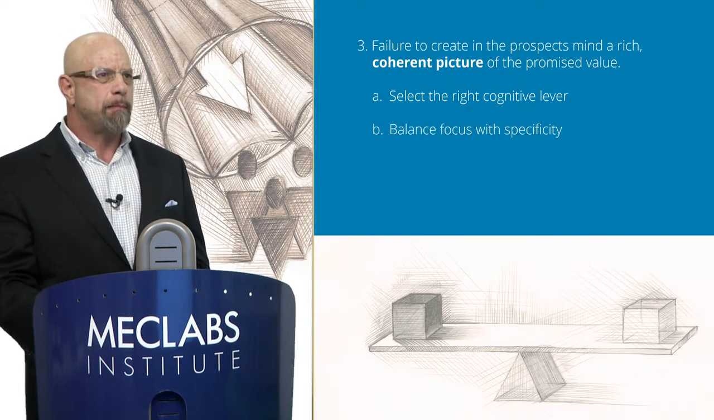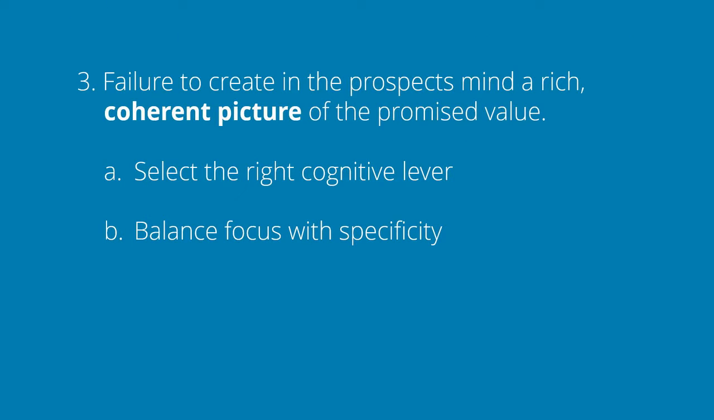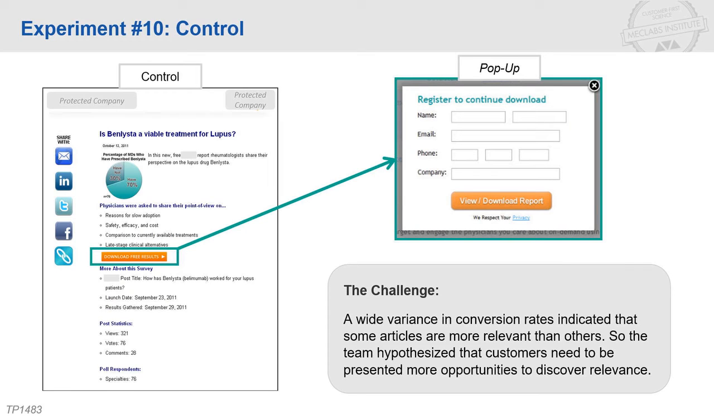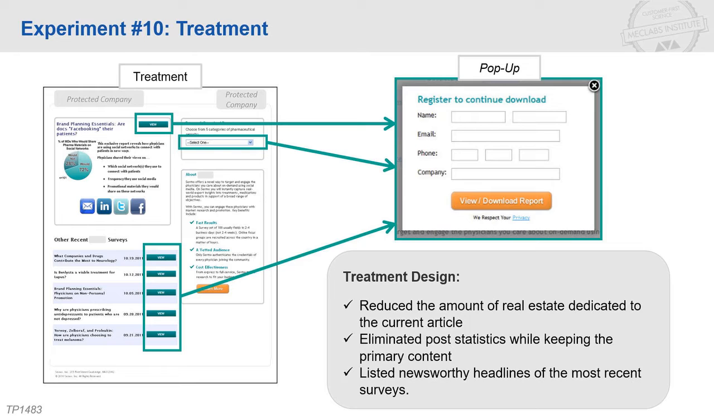Let's go to the second piece. Once you know which lever to pull, you have to figure out how to balance focus and specificity. And that's a strange combination. What does that mean? Well, I'll break it out for you with an example. This is a case study, test protocol 1483, and this is that physicians network. And notice this. So this is designed to get you to download free results, which of course is a lead generation device. Now, as you look at that, I want to show you the treatment, because the treatment does something radically different.